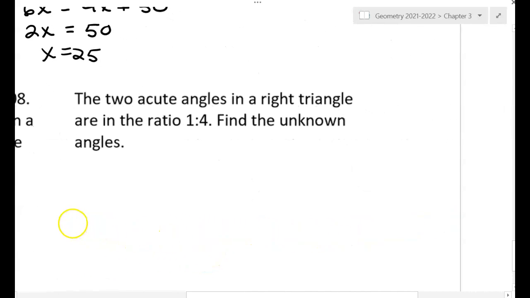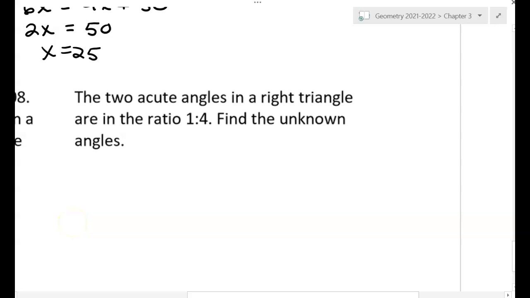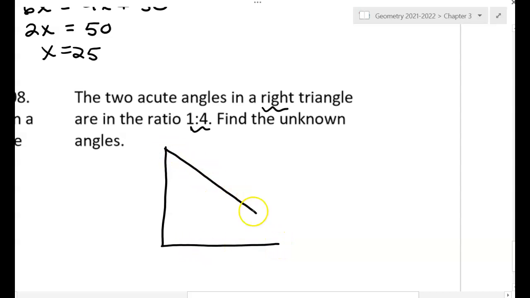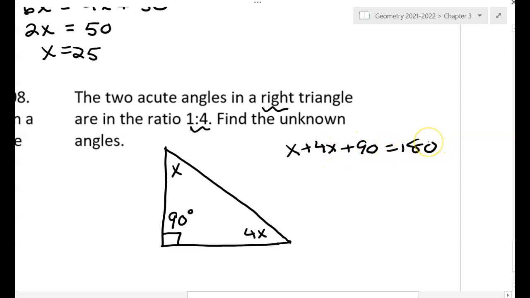Here's another one. Two acute angles in a right triangle are in the ratio of 1 to 4. Find the unknown angles. So draw a right triangle. That box there means 90 degrees. Ratio is 1 to 4. So use those as your coefficients. So x and 4x. X plus 4x plus 90 equals 180.